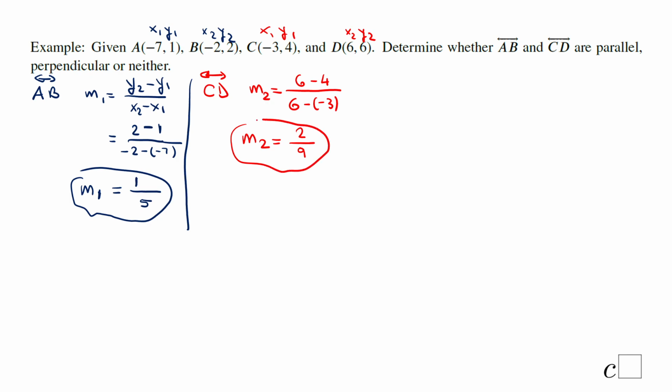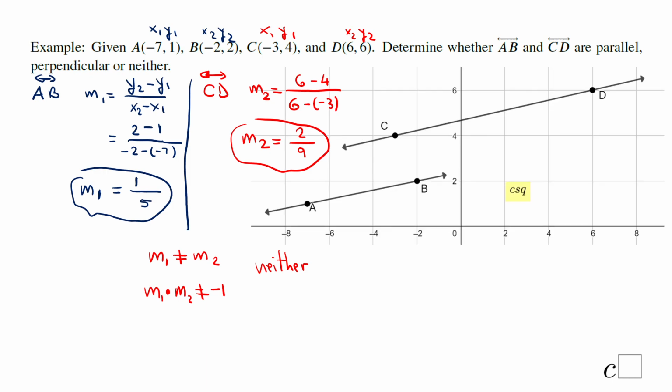Now let's take a look at these two slopes. These two slopes are not equal, right? One is 1 over 5, the other one is 2 over 9, and their product, if you want to call it like that, is not negative 1. They are not the negative reciprocal. So these two lines are neither parallel nor perpendicular lines. Let's see that in the graph.